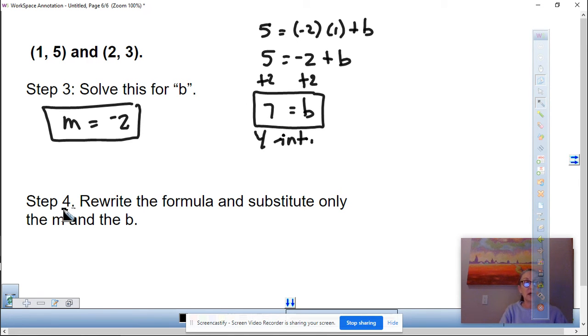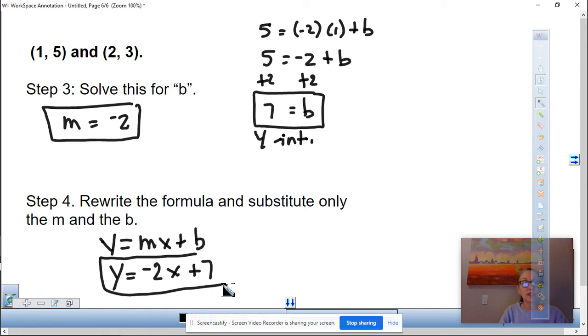So for the final step, I rewrite the formula and substitute only the m and the b. So for y equals mx plus b, I'll write y equals negative 2x plus 7. And that is the equation of my line given these 2 points.